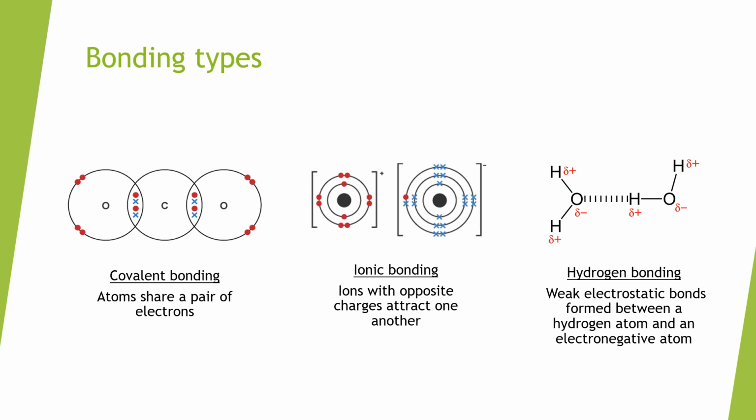So next we have ionic bonding. Ionic bonds are formed through the transfer of electrons from one atom to another, creating ions. One atom loses one or more electrons to become a positively charged ion, while the other gains those electrons to become a negatively charged ion. These oppositely charged ions are then attracted to each other by electrostatic forces, creating an ionic bond. A classic example of an ionic bond is sodium chloride, or table salt, where sodium loses an electron to become Na+, and chlorine gains an electron to become Cl-.